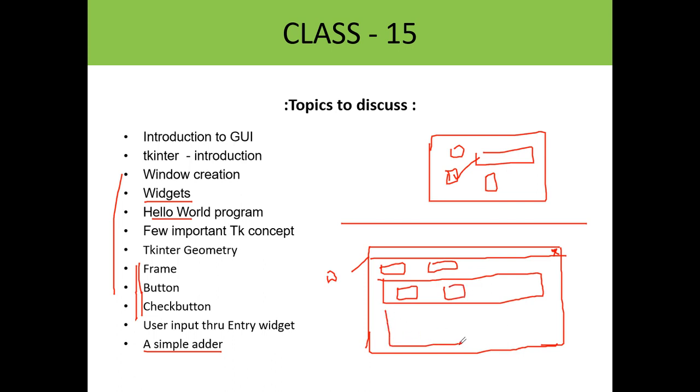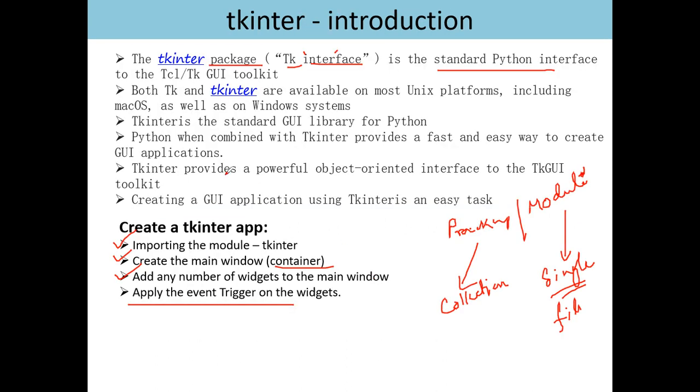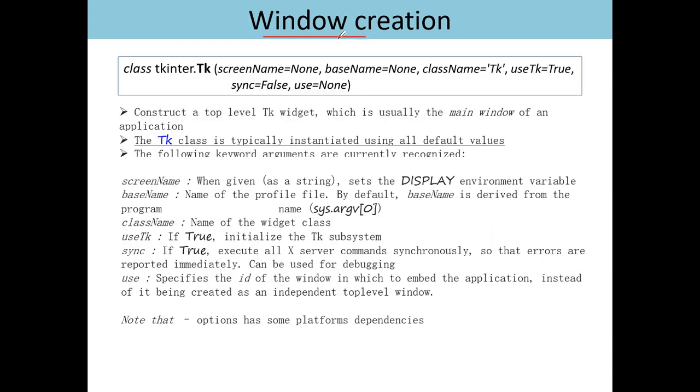You can even have some nested frames architecture. Say this is a frame, inside that you have another frame, and inside that frame you have some components. Got it? So initially, to build the application, you first need to create a window. After creating the window, you have to add the other widgets into it. That's why it is window creation first.